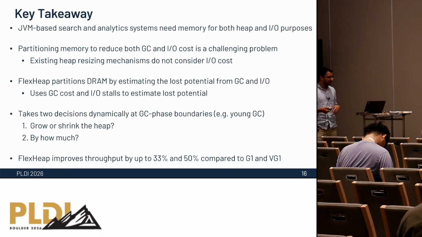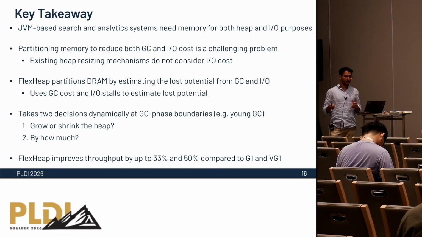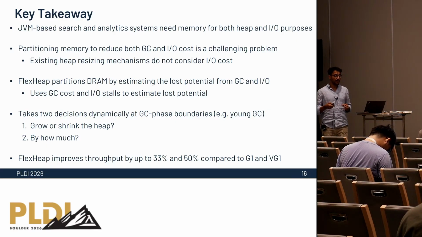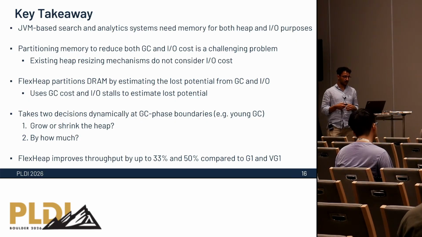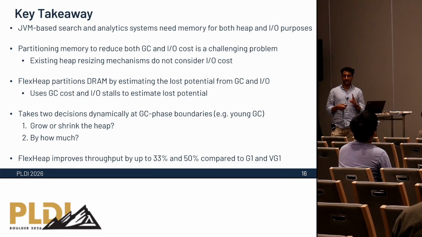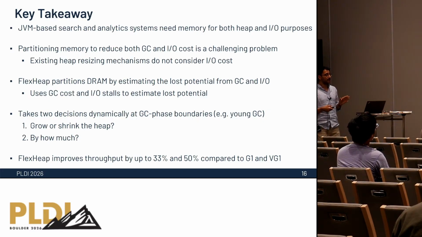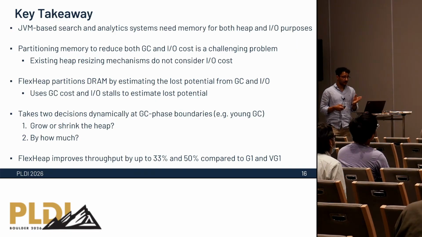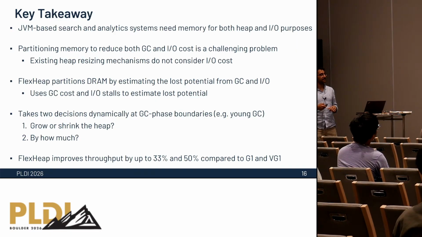To conclude, JVM-based search and analytics systems need more memory for both heap and I/O purposes. Partitioning memory to reduce both GC and I/O cost is a challenging problem, and existing heap resizing mechanisms do not consider I/O cost. FlexHeap partitions DRAM by estimating the loss potential from GC and the I/O stalls, and takes 2 decisions dynamically at GC phase boundaries: grow or shrink the heap, and by which amount. And we see that FlexHeap improves throughput by up to 33% and up to 50% compared to G1 and VG1.